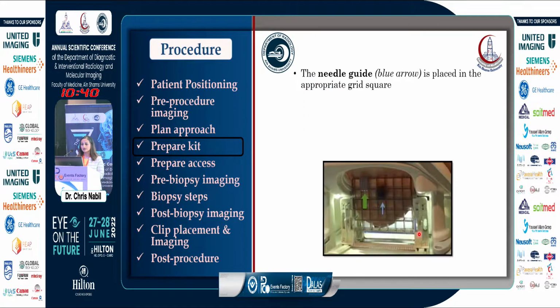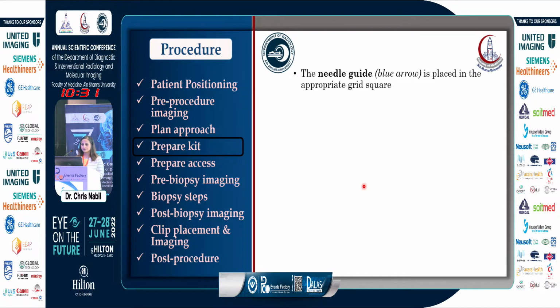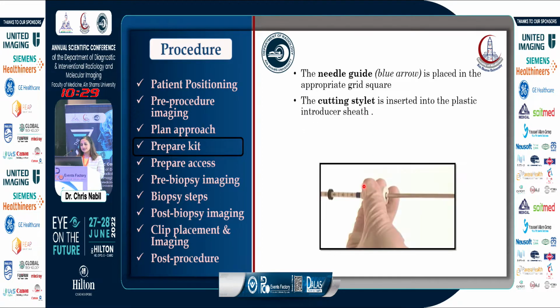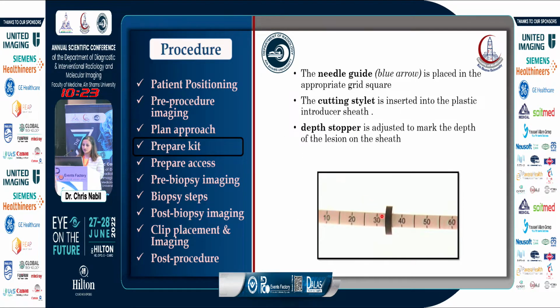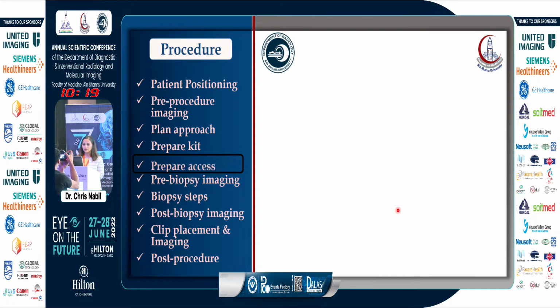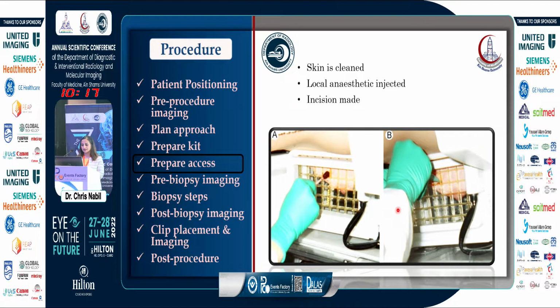Then we prepare our kit. The needle guide is placed into the appropriate square of the grid. The blue arrow points at the needle guide. The green arrow points at the fiducial. Then the cutting stylet is inserted into the plastic introducer sheath. And the depth stopper is adjusted on the sheath to mark the depth of the lesion. Then we prepare our access. The skin is cleaned, local anesthetic injected, and the incision is made.